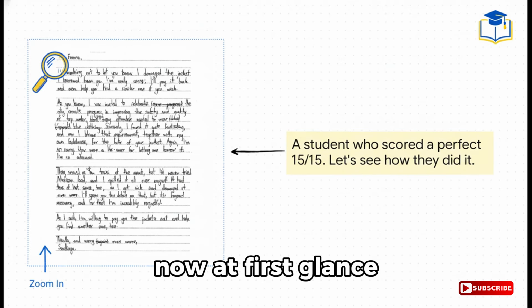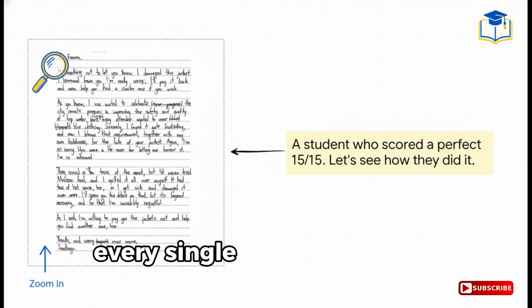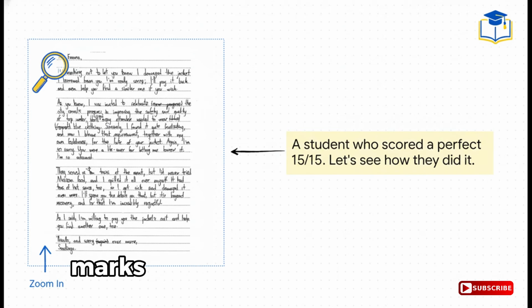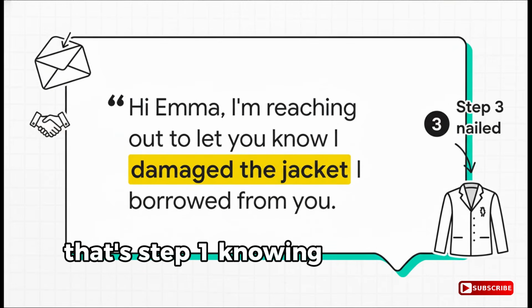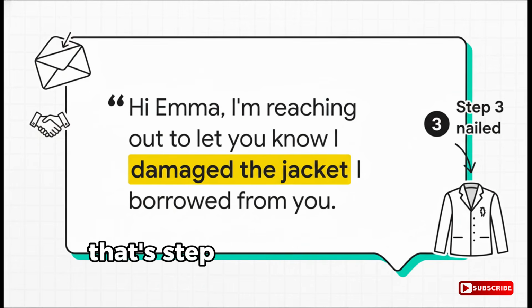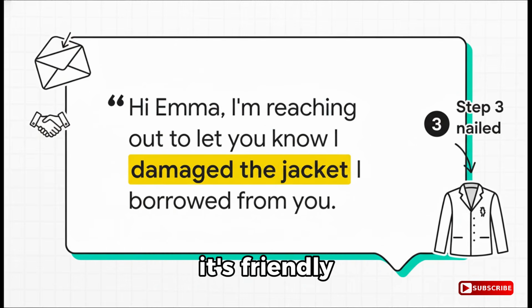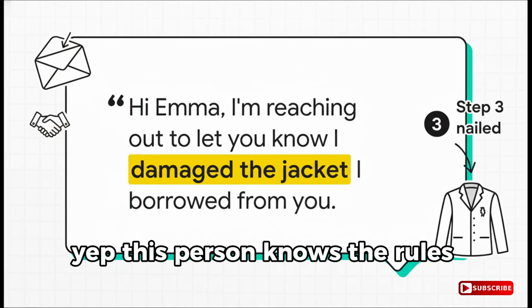Now, at first glance, it just looks like a normal, simple email, right? But trust me, every single word in there is working hard to score marks. Let's zoom in and see how. Check out the opening line. Hi, Emma. Bam. That's step 1, knowing who you're writing to. Then, I'm reaching out. There's our contraction. That's step 3, getting the tone right. It's friendly, it's direct, and it immediately signals to the examiner, yep, this person knows the rules of the game.